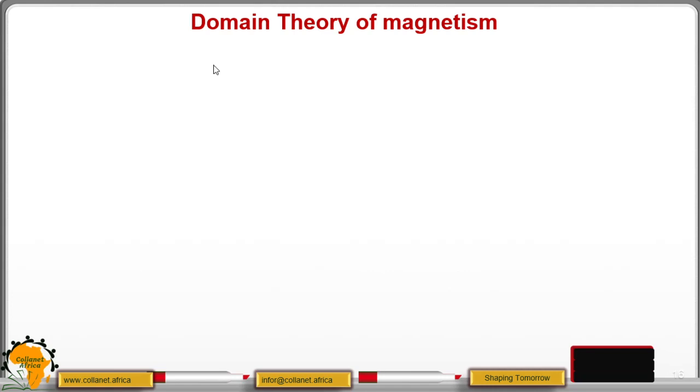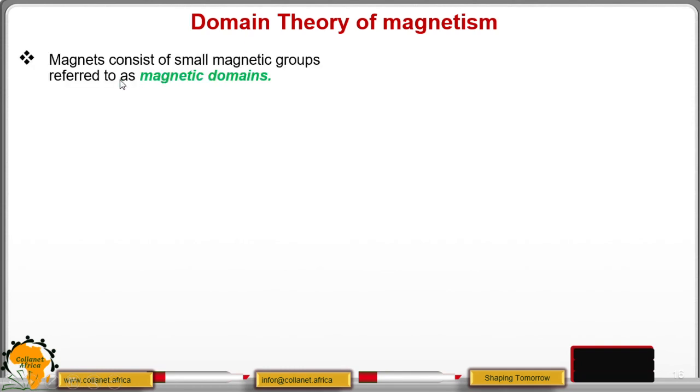Hello student, welcome to our third lesson where we are going to look at the domain theory of magnetism. Now, this theory states that magnets consist of small magnetic groups that are called magnetic domains.